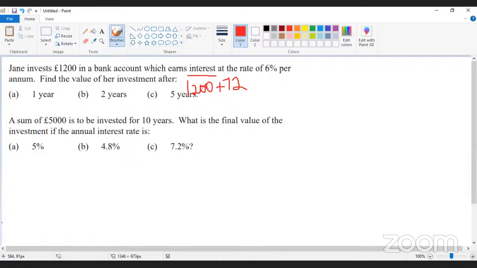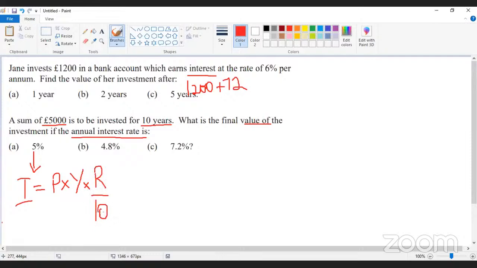Okay, now second question. A sum of 5,000 is to be invested for 10 years. What is the final value of the investment if the annual interest rate is 5%? So that means he's investing for 10 years. I want the interest amount. So what is the principal amount? That is 5,000 multiplied by years, that is 10 years, multiplied by rate of interest. Rate of interest means R by 100.